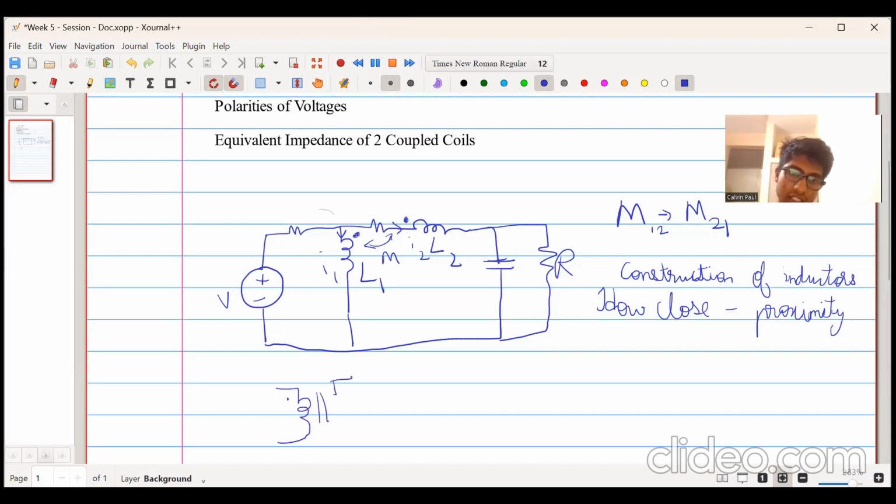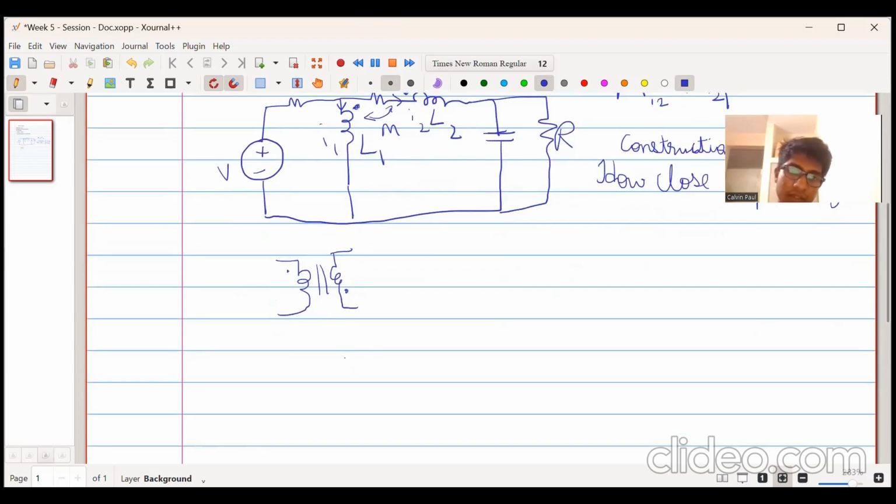This it is magnetically coupled. So this is a diagram of a transformer. There will be some N1 turns over here, N2 turns over here. This will be the current I1 flowing in, current I2 flowing out. This will be the voltage V2 over here, and this will be the voltage V1 over here.